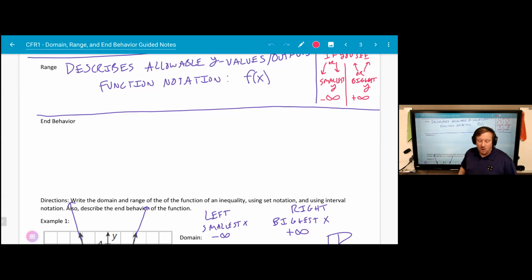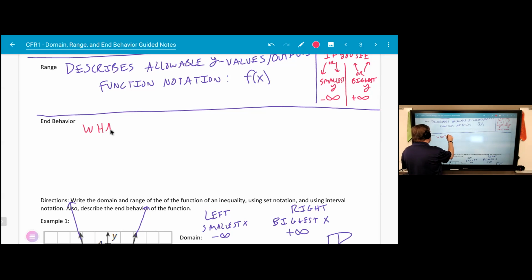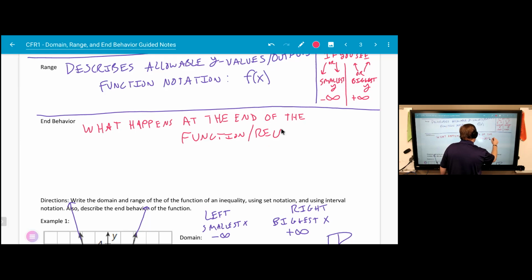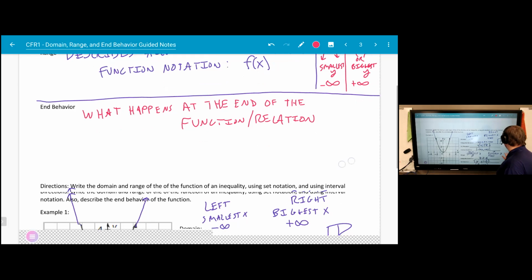In other words, what happens at the end of the function or relation. We need to describe what's happening here, and let me tell you what this is about. Let's go ahead and look at the setup for this.